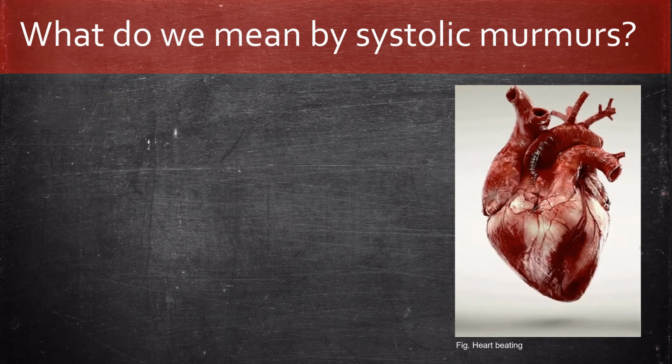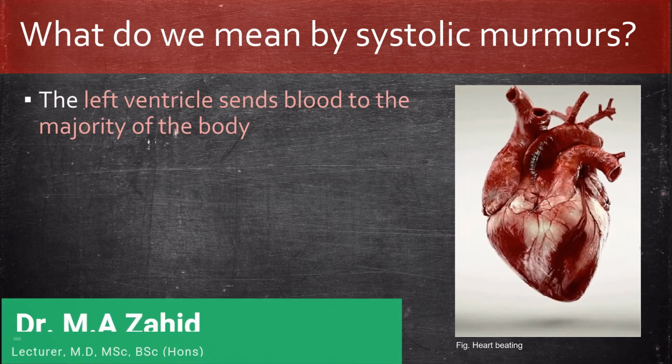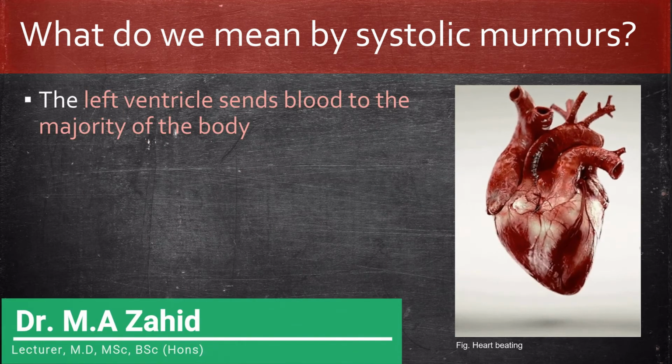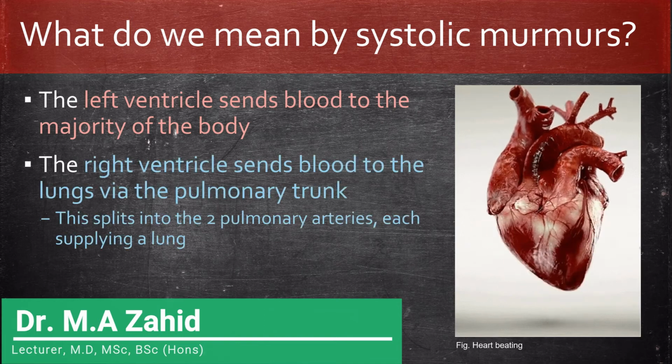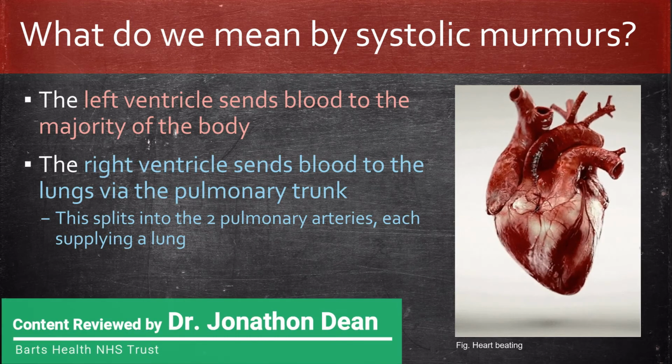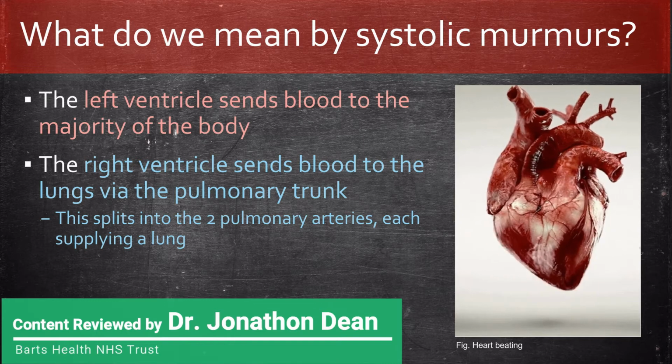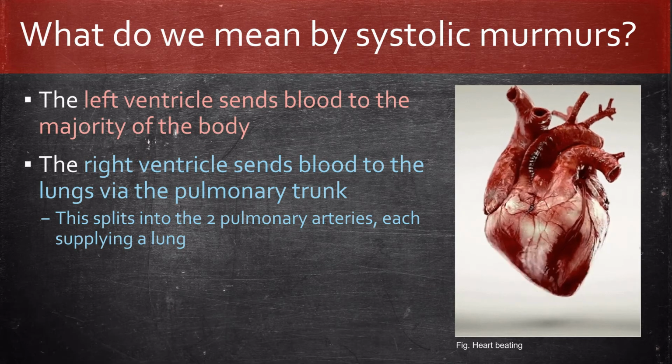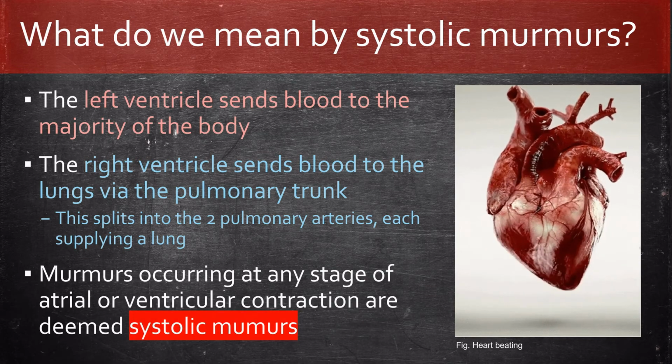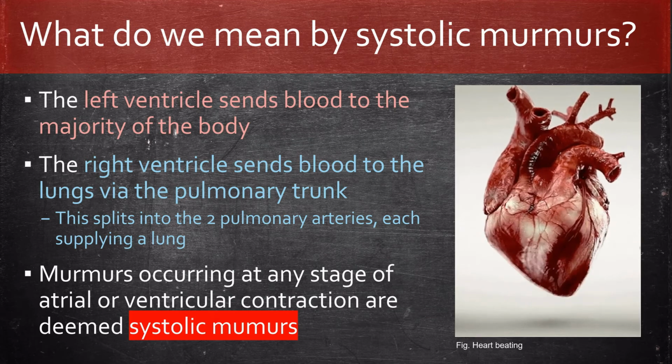The left ventricle sends blood to the majority of the body. The right ventricle sends blood to the lungs via the pulmonary trunk, which splits into two pulmonary arteries, each of which supply a lung. Murmurs occurring at any stage of atrial or ventricular contraction are deemed as systolic murmurs.